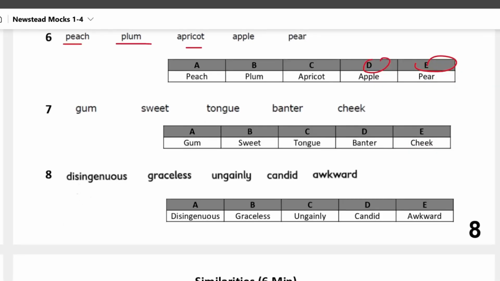Question number 8, if you imagine a photo, words like disingenuous and candid are how authentic the photos are. However, graceless, ungainly, and awkward sort of describe how the photo looks, rather than whether it's authentic or not. Disingenuous means it's not real, it's not authentic. Candid means it is authentic, but they don't really describe the nature of the photo. Is it ugly? Is it graceless? Therefore, it would be A and D.